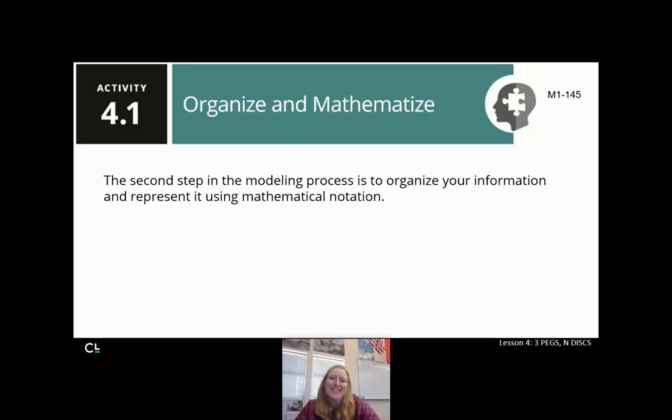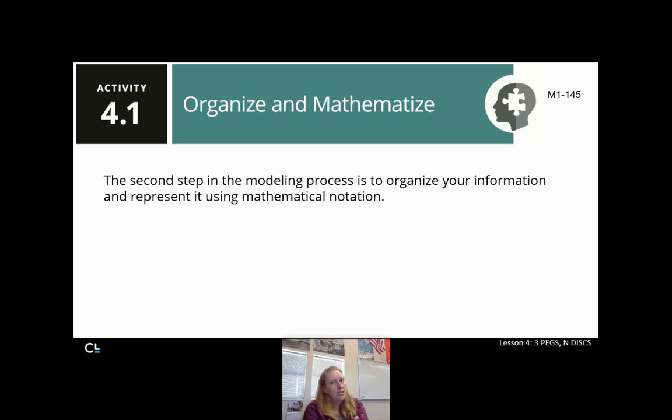Oh, we're nearing the end of our unit. I know, we are so sad. So we are looking at how to take real world problem situations and turn them into mathematical sequences and equations and stuff that we can use.